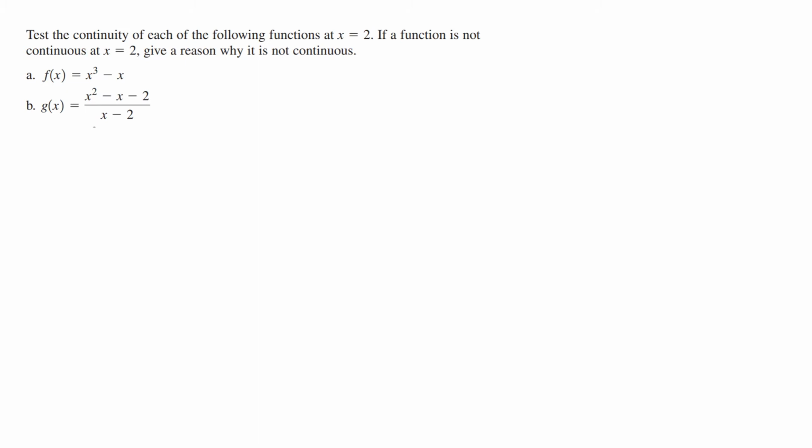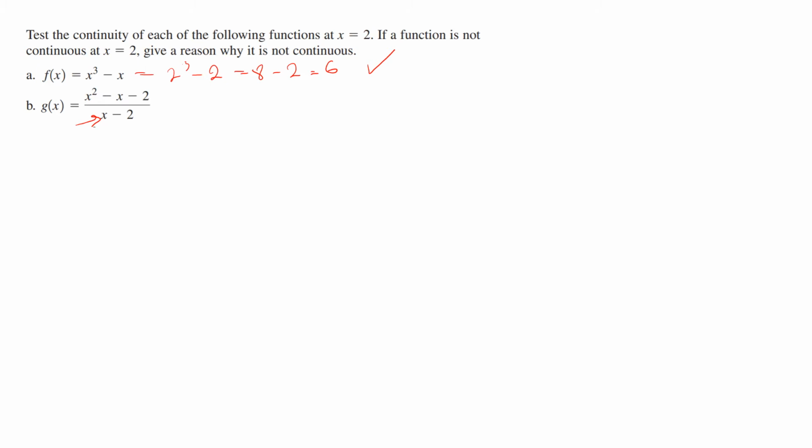If you plug in 2, I would get 8 minus 2. So 2 cubed minus 2 would be 8 minus 2, which would equal 6. And if you actually solve for one-sided limits, you would also get 6. So therefore this is in fact continuous. For the second one, I see that the function is not continuous, because if you plug in 2 for x, I'm going to get 0 in my numerator, therefore undefined.